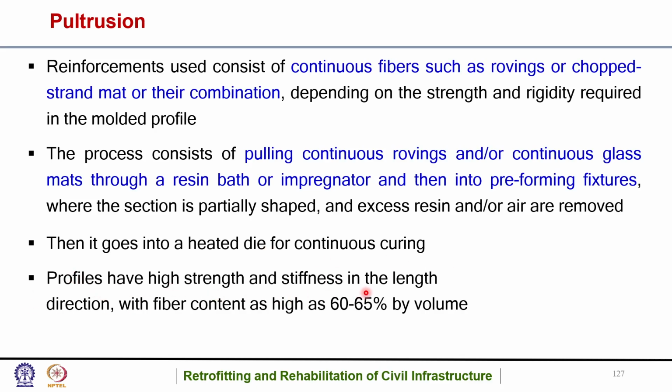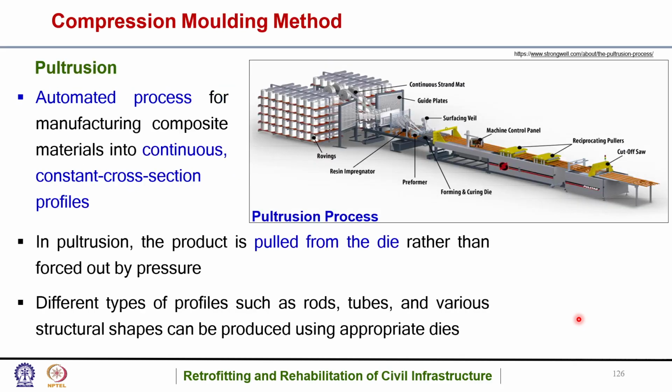Profiles have high strength and stiffness in the length direction with fiber content as high as 60 to 65% by volume. So the main difference is here, instead of basically pressure, we basically pull. So that is the pultrusion process.